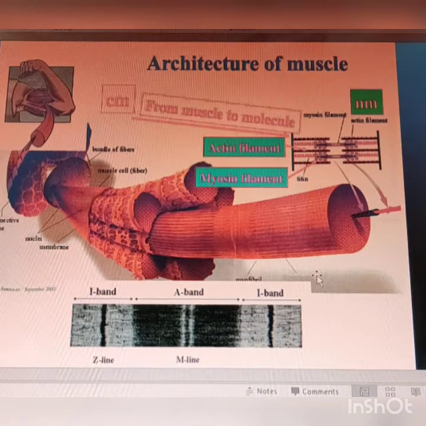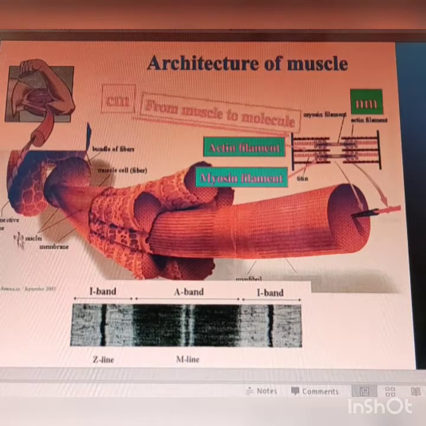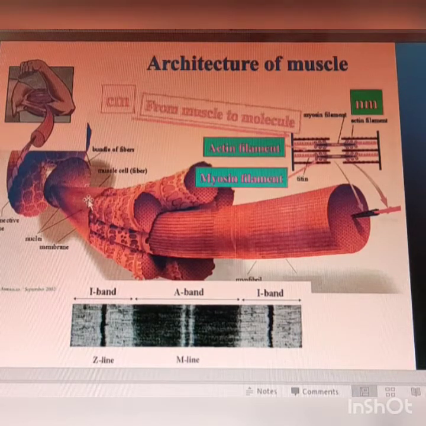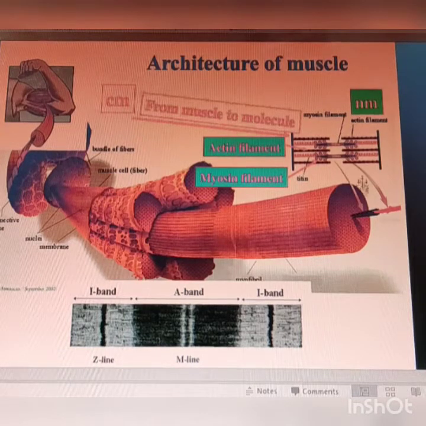This is the architecture of muscle. You can see they are in a connective tissue covering. These are the bundle of fibers and muscle cell fibers, which are comprised of myofibril, that is mainly the myosin filament and actin filament. We will see the picture in details later.